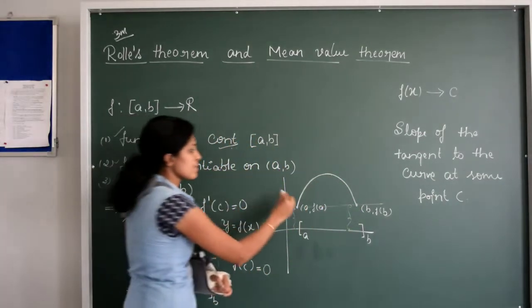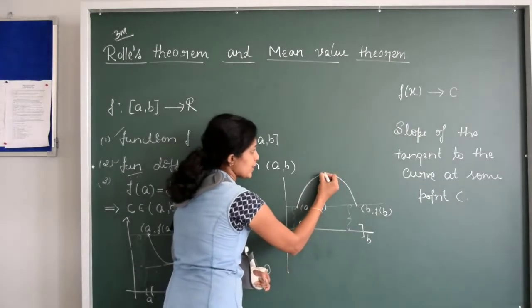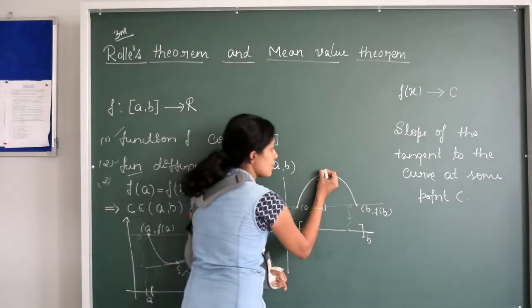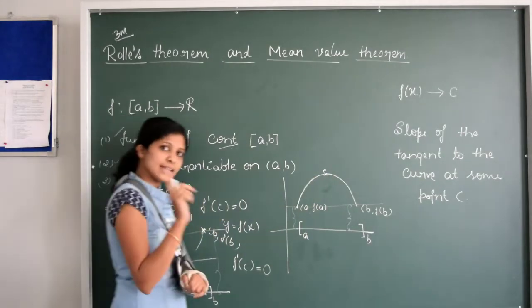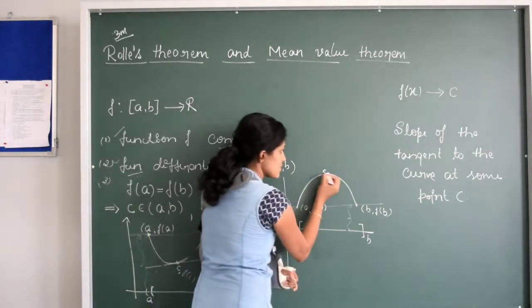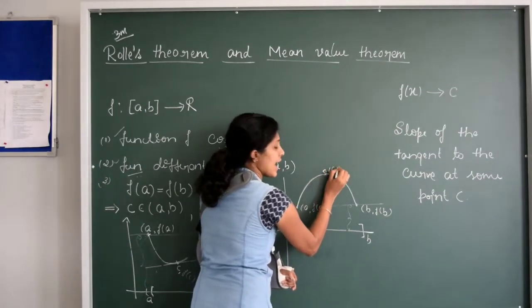So there exists some C. In between here I can find one point C, right? So this is the one point C. There exists some C. It may be one or more than one. At least one should exist. So there is some C. I can take this one as C and f of C.